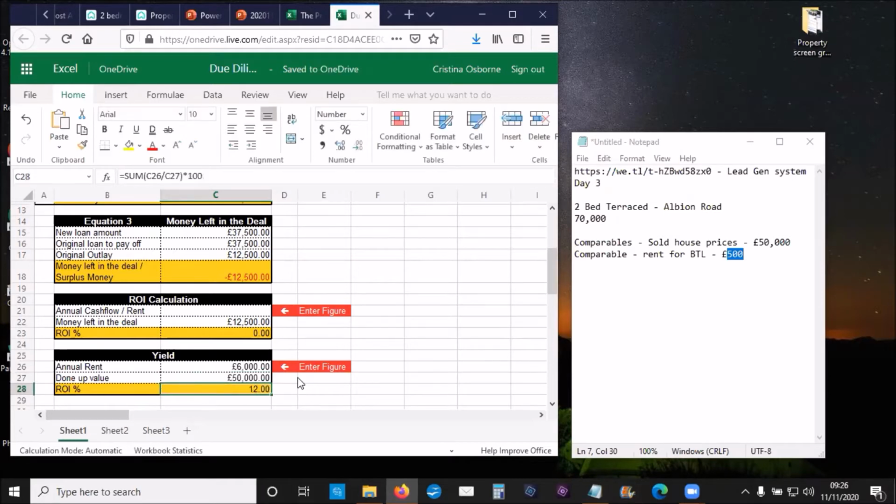The done-up valuation again remains at £50,000. I don't know why that says ROI. It's actually supposed to say yield. Okay, we've got a 12% yield on this property.